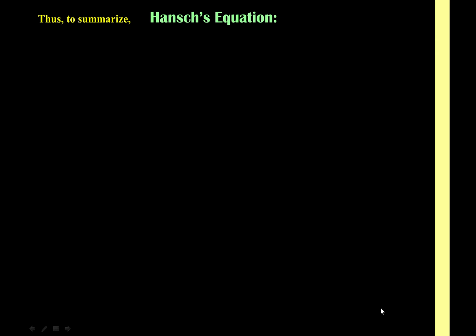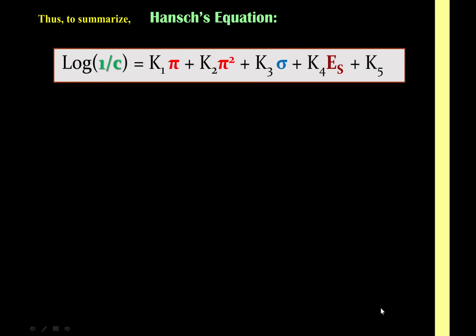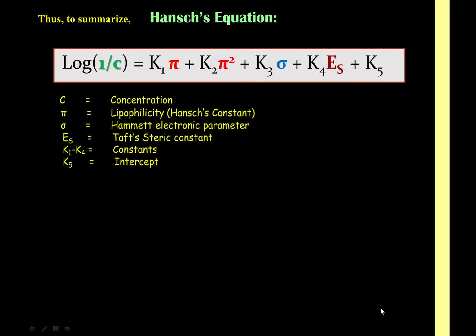So incorporating all three parameters and the square term, we are dealing with four independent variables correlated to the dependent variable, that is biological activity, and the Hansch equation takes this form, where C is the concentration of the drug, kappa is the lipophilicity Hansch constant, sigma is the Hammett electronic parameter, and Es is the Taft steric constant, and all these K1, K2, K3, K4 are the slopes, or constants, and the intercept is also a constant.